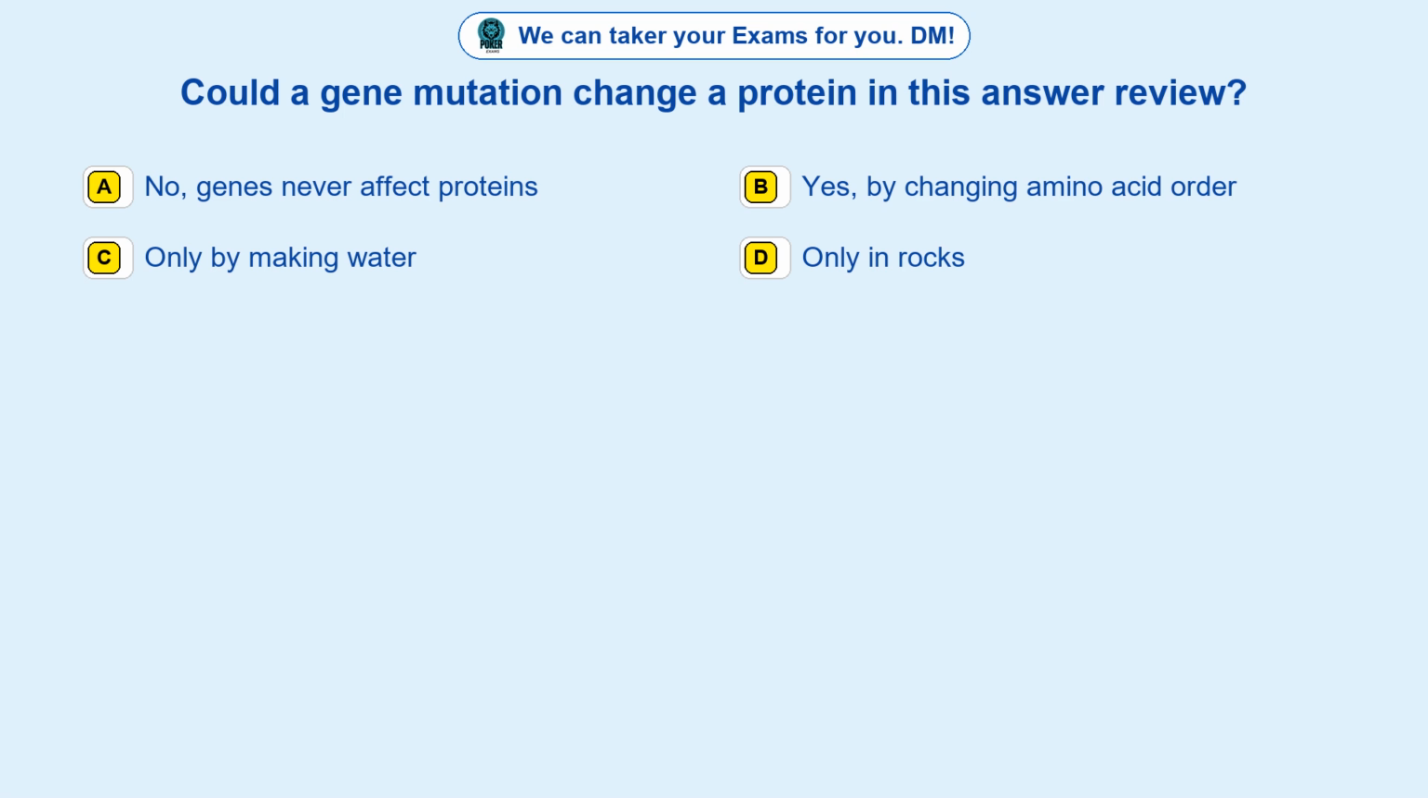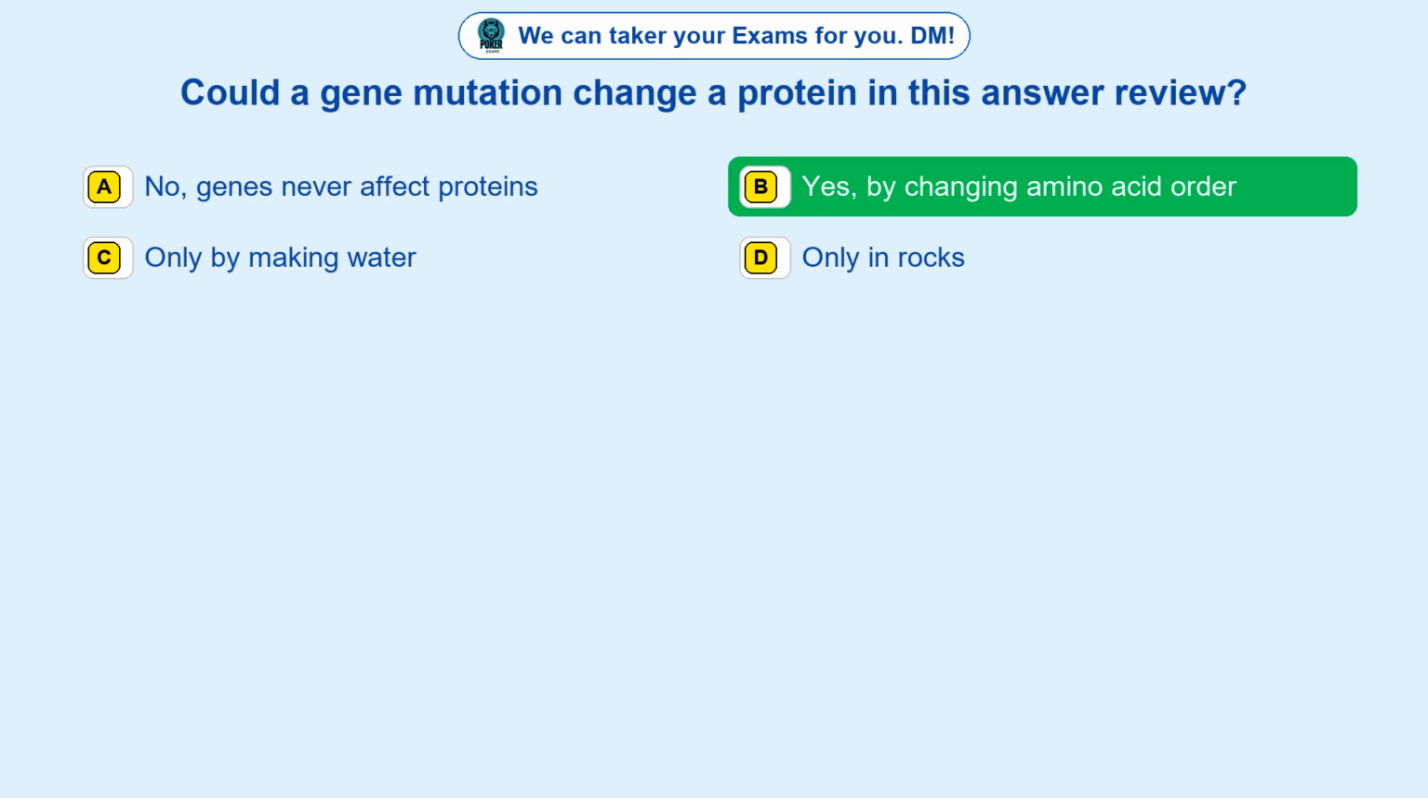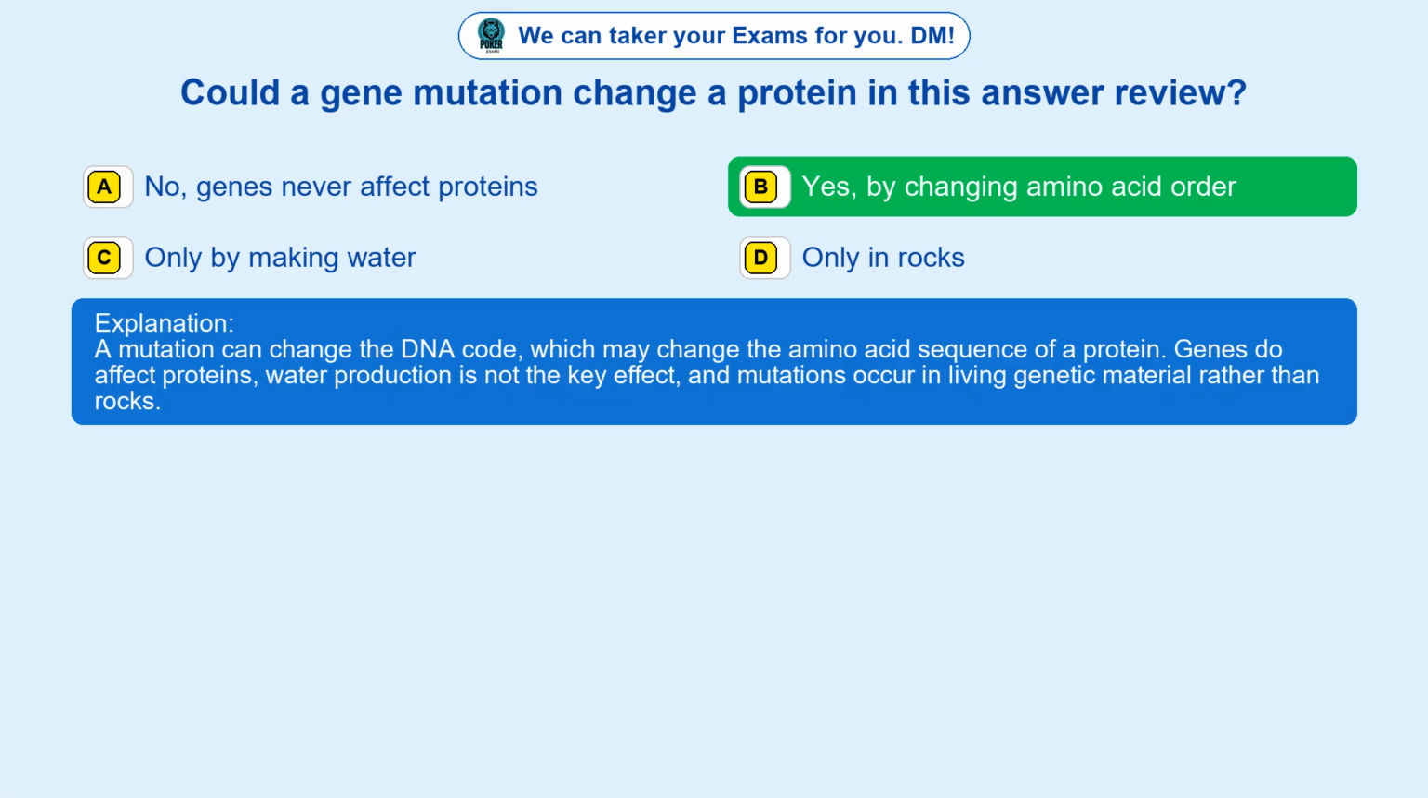Question 10. Could a gene mutation change a protein in this answer review? Option A. No, genes never affect proteins. Option B. Yes, by changing amino acid order. Option C. Only by making water. Option D. Only in rocks. The correct answer is option B. Yes, by changing amino acid order. A mutation can change the DNA code, which may change the amino acid sequence of a protein. Genes do affect proteins, water production is not the key effect, and mutations occur in living genetic material rather than rocks.